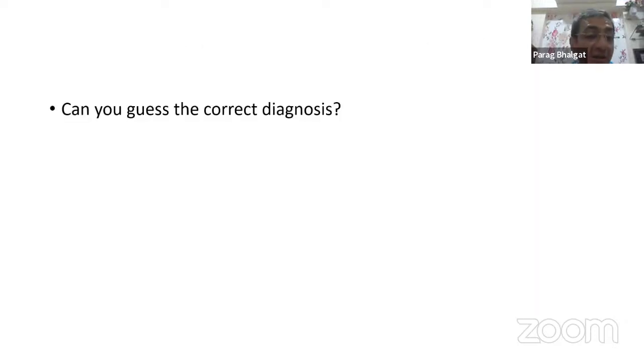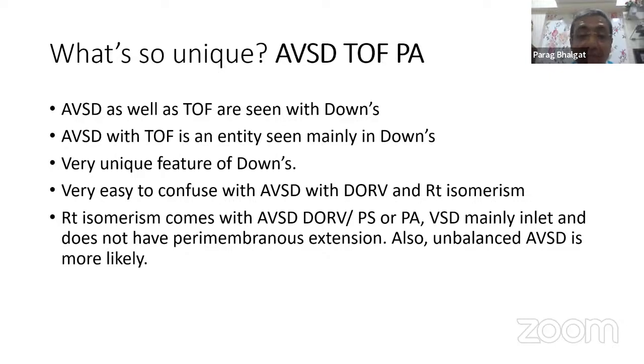So what's the correct diagnosis? This is an AVSD with TOF with pulmonary atresia. AVSD and TOF both are seen with Down syndrome. AVSD with TOF is an entity mainly seen with Down syndrome. Down syndrome with TOF and AVSD are commonly seen together. So it's a unique feature of Down syndrome.